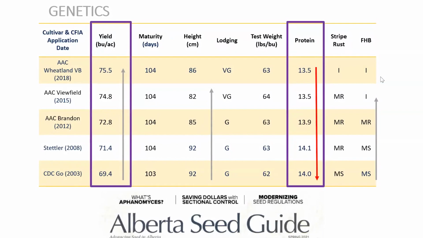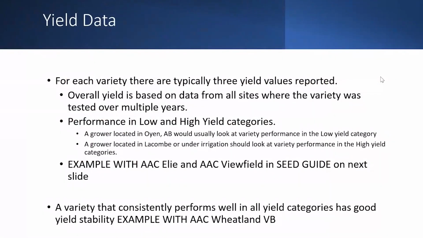So typically growers will open the seed guide and they will look at that yield column of data. And in the CWRS table, there are typically 3 yield values reported. First, there is the overall yield based on data from all the sites where the variety was grown and tested in multiple years. And then we have performance in high and low yield categories. And we're going to look at an example of this and really dig into that.